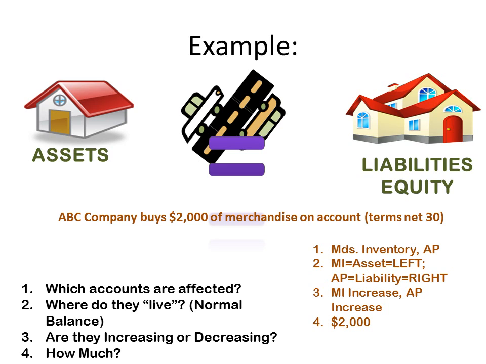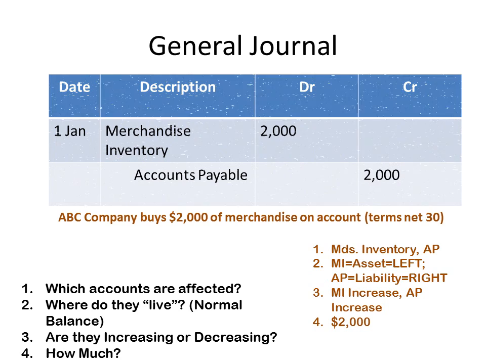Okay, so how does this translate into actually recording it and making a journal entry? Well, I know that merchandise inventory is an asset and it lives on the left side and it's increasing, so we're going to increase it to the left side. So I'm going to put that $2,000 entry to the left side. And payables live on the right side and they're increasing, so I'm going to increase it to the same side it lives on, the right side, or the credit side. And of course the amount's $2,000, that's a given, and voila, it works. My accounting equation balances as do my debits and credits, and that will be true of every single entry made in the accounting system if we ask the right questions.